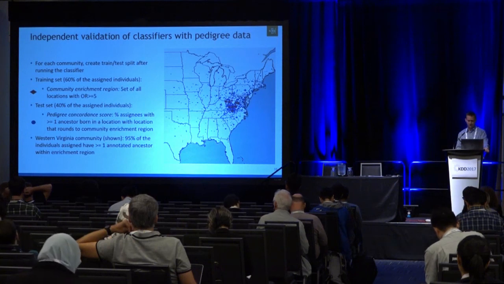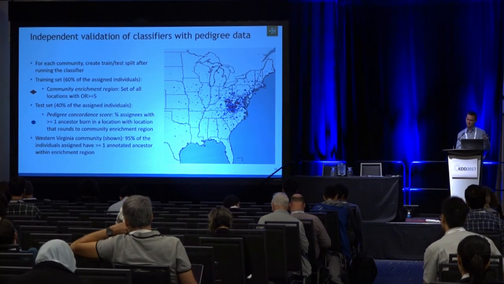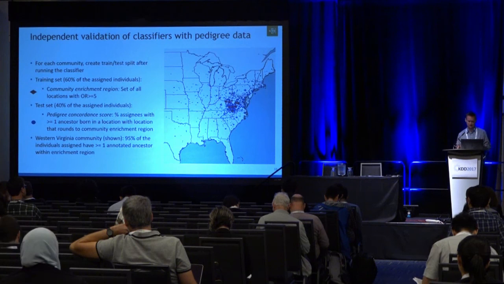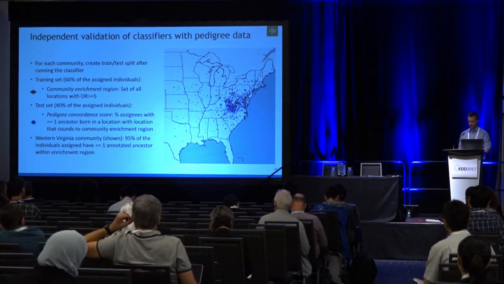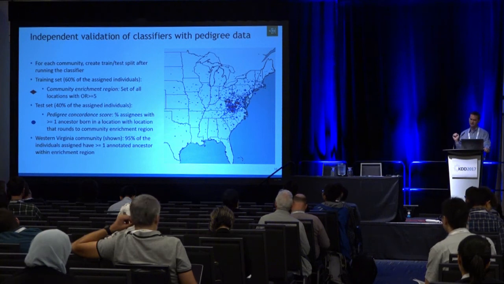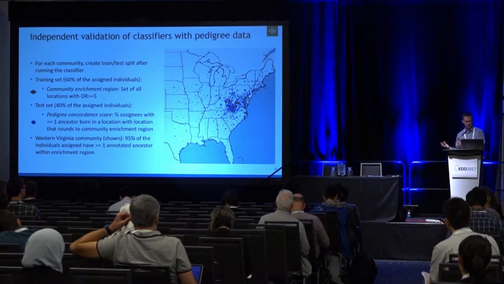For each of our classifiers, we ran the classifier and then took the people that were classified positive to the community and created a training and testing split. 60% of the individuals were our training set, and we used them to look at their birth locations in their family tree and find those locations that were enriched for this community. In this example, these are the orange diamonds on the map. These are locations that are specific to this community, where we would expect people who are genetically associated with the community to have ancestors born.